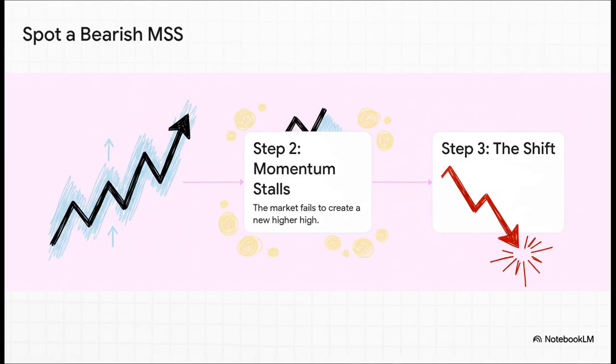Let's walk through a classic bearish example. So first, you've got this nice, clear uptrend. Everything's going great. Then, step two, the momentum just fizzles out. It tries to make a new peak, but it just can't. And here's the kicker, step three. The price doesn't just stall, it crashes right through the previous higher low. That violation right there, that's the market structure shift. It's like the market is screaming at you, hey, this uptrend might be done.